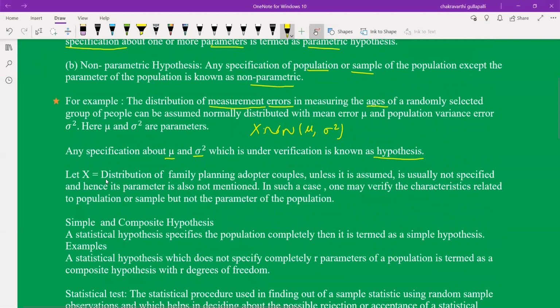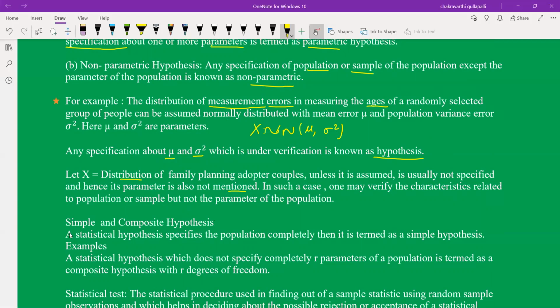One more example. Let X be the distribution of family planning adopter couples. Unless it is assumed, the distribution is usually not specified, and hence its parameter is also not mentioned. There is no parameter involved in this situation. In such a case, one may verify a characteristic related to the population or sample, like median, mode, or skewness. It is a special characteristic of the population or sample, but not a parameter of the population. So this is the non-parametric hypothesis example, and the previous one is the parametric hypothesis example.